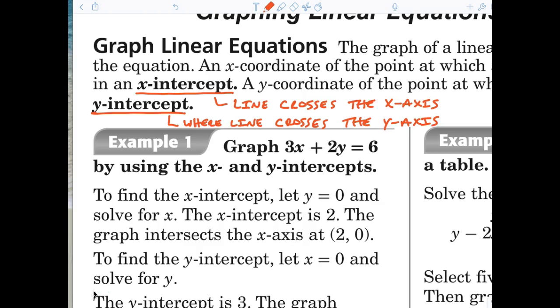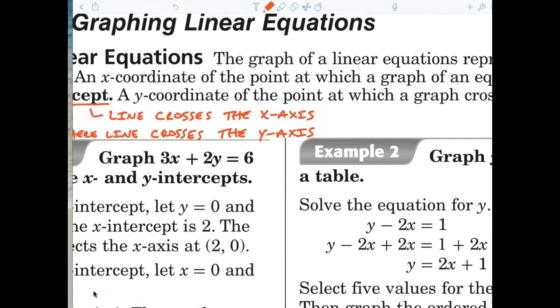Now, when something crosses the x-axis, it will have a coordinate of x, comma, 0. When the line crosses the y-axis, it's going to have a what? You're awesome. 0, comma, y. That is true. So those are the things that are super important for this lesson. The line crosses the x-axis at (x, 0), and the line crosses the y-axis at (0, y). That's the definition of x-intercept and y-intercept.